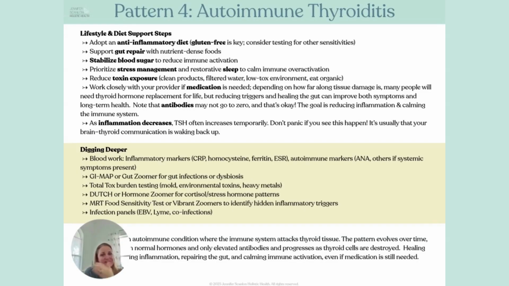So long story short, Hashimoto's is an autoimmune condition where your immune system is attacking your thyroid tissue. It evolves over time. It often starts with normal hormones and only the antibodies being elevated, and progresses as those thyroid cells are destroyed. Healing from Hashimoto's focuses on reducing inflammation, repairing your gut, calming your immune system. There's a lot of other things that go into it, but those are really key. And just know medication may still be necessary, but there are so many things you can do to calm down your immune system and feel better with Hashimoto's.